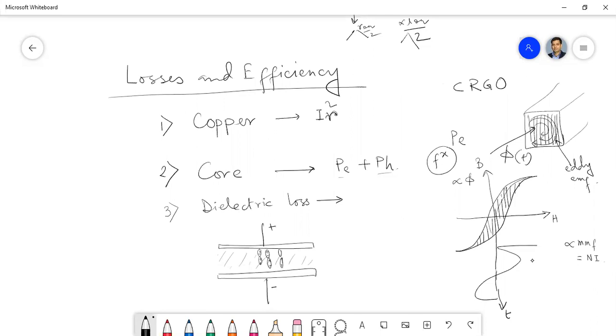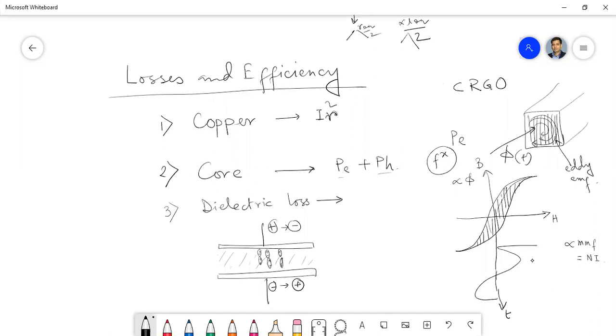Isn't it? Do you know this? Now, if we change this polarity, plus to minus, what will happen? The dipoles will be aligned in reverse direction. Isn't it? Are you getting or not? Yes, sir. Okay.